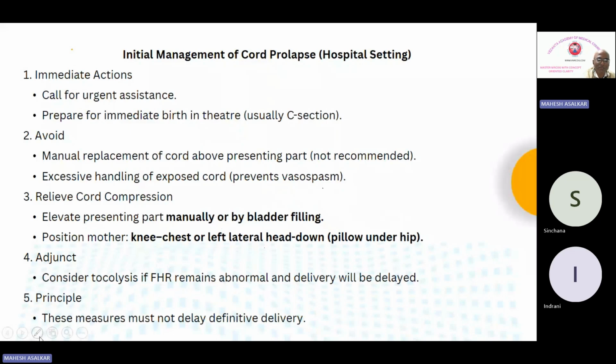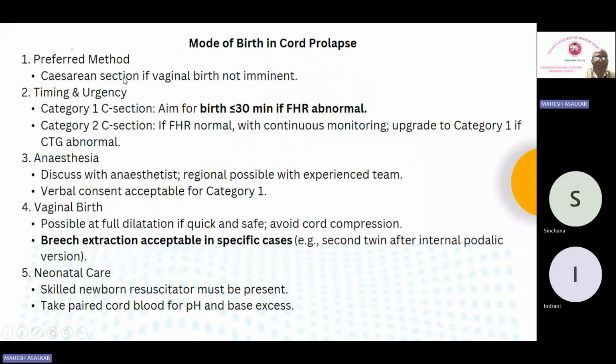Okay. So the scenario, if you read carefully, you will understand what exactly they are expecting. So what is the principle? These measures must not delay definitive delivery. So definitive delivery is the main management here. Then mode of birth in the cord prolapse. Generally, it is a cesarean section. So preferred method is a cesarean section if vaginal birth is not imminent.